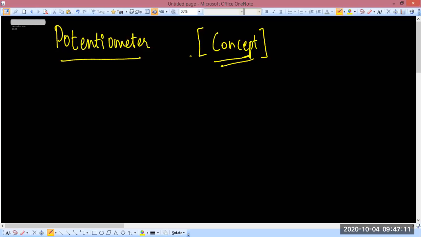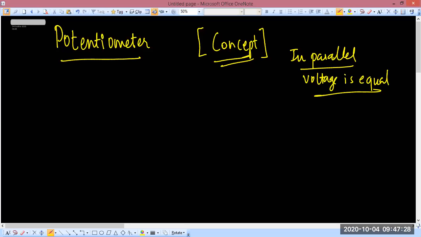Then finally I realized that just by using a very simple idea, that in parallel voltage is equal. બરાબર ને? આ તો તમને બધાને આવડે જ છે ને? Using that you can solve nearly every question of potentiometer, however tough it might be. Using this basic concept, we can solve nearly every question of potentiometer.